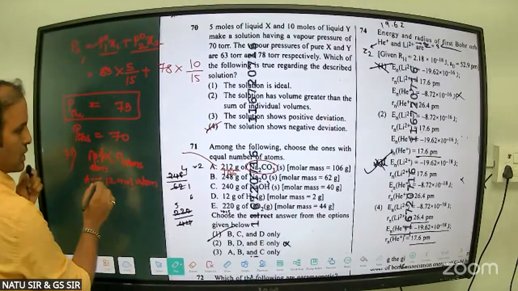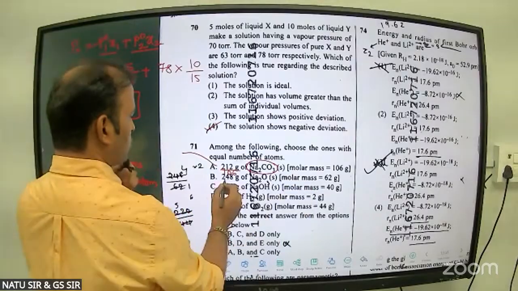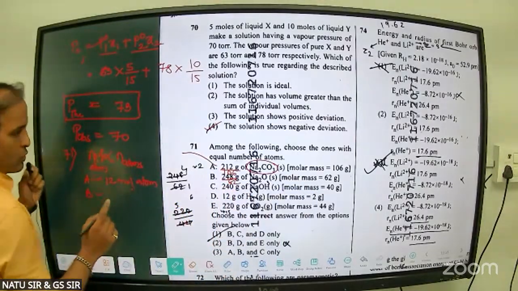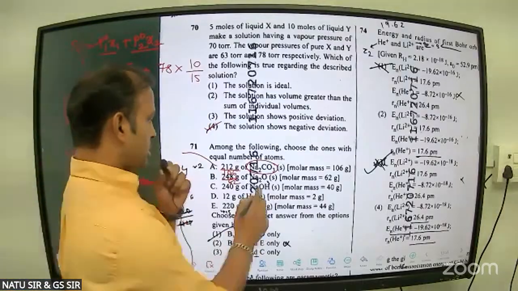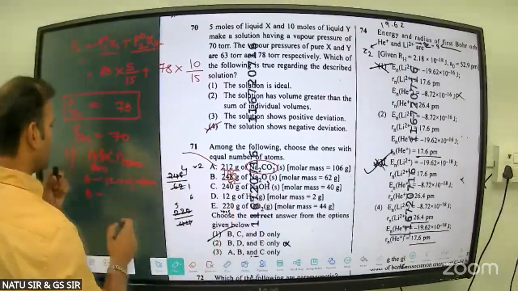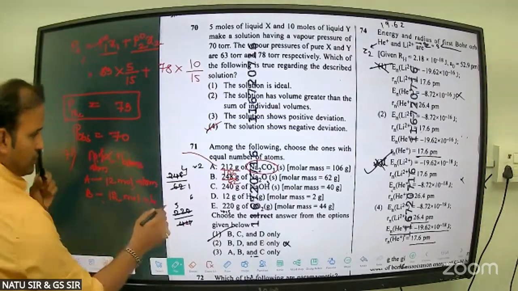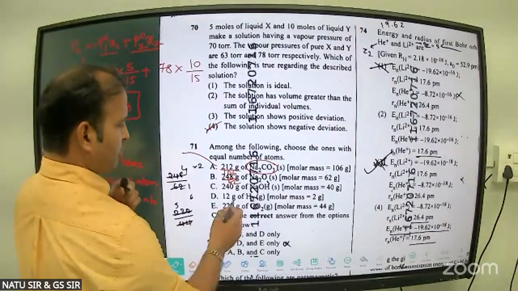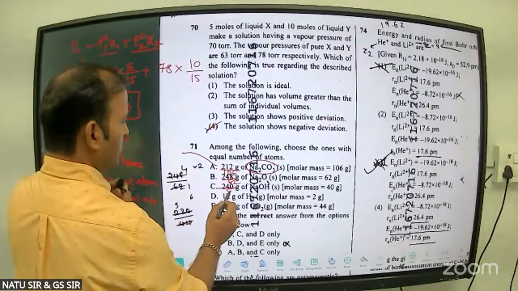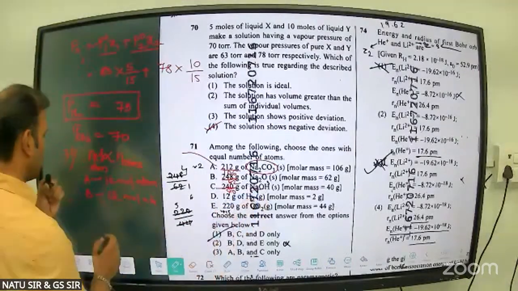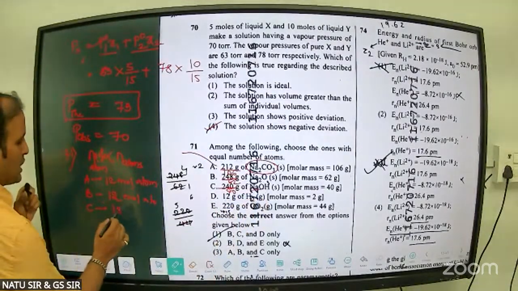If we talk about the next one, this is 248 divided by 62. When you divide it by 62, you will get 4 moles. But again, there are 3 atoms, so it is going to be 4 into 3, 12 mole atoms again. Then 240 grams of NaOH, sodium hydroxide, molar mass 40. This is 6 moles into 3 atoms. So C will have 18 mole atoms.